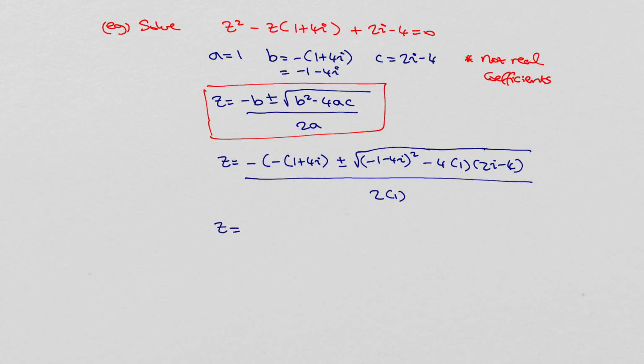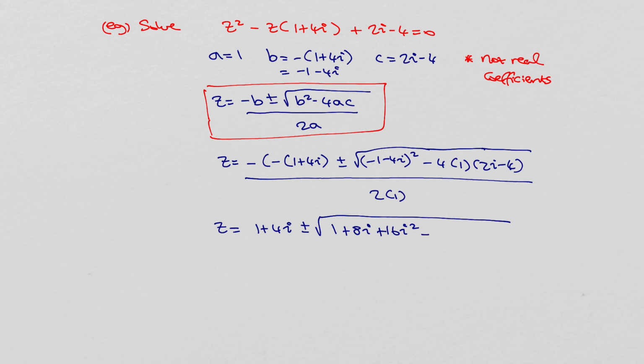So that gives me minus minus, so just simply 1 plus 4i. And then underneath the square root sign, I have minus 1 squared, which is 1. Minus 1 times minus 4i is 4i. And if I double that, that gives me 8i.